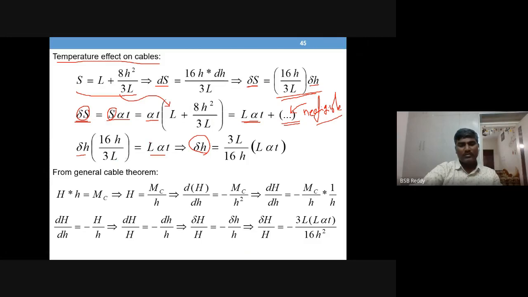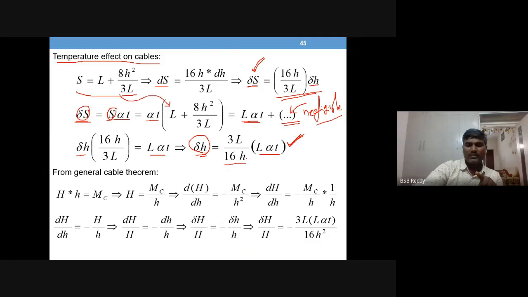3L goes to the numerator and 16H comes to the denominator, this will be reversed. So 3L by 16H into L alpha T. So this is the change in sag, right? So once you get the change in sag, this is one requirement, got it? So change in cable length and change in sag. Once you get the change in sag, you can see all these quantities.